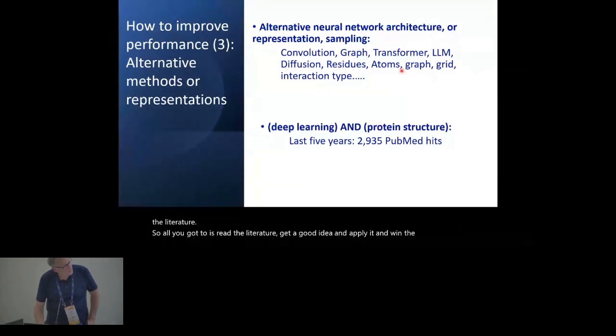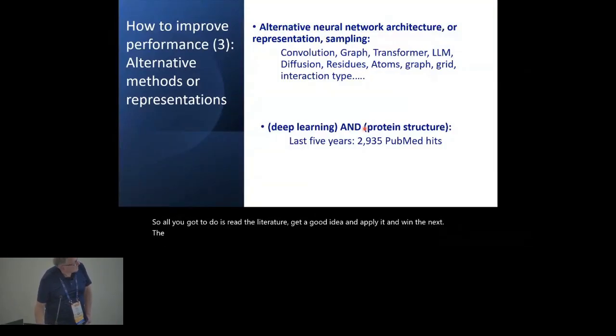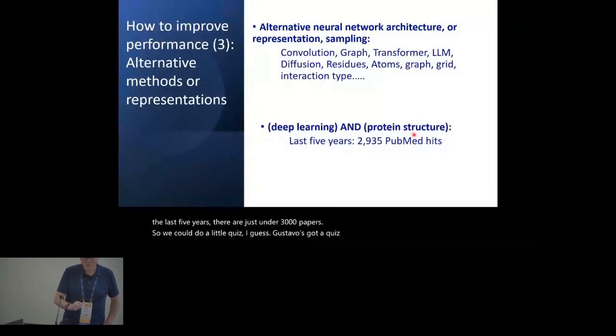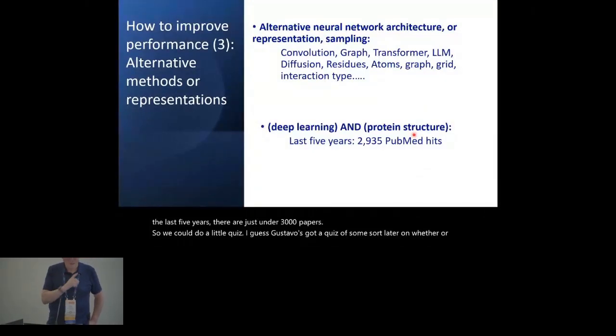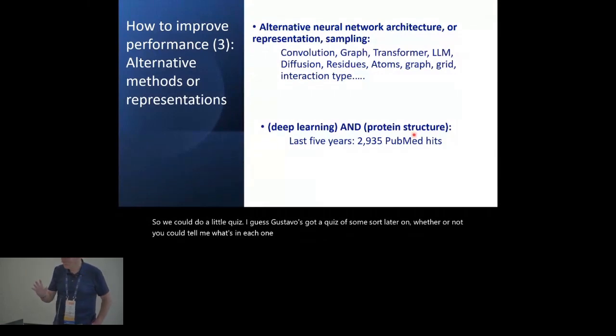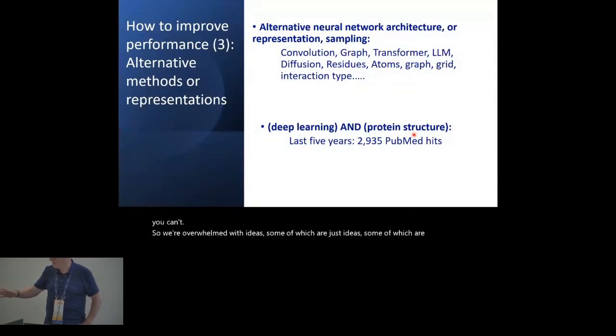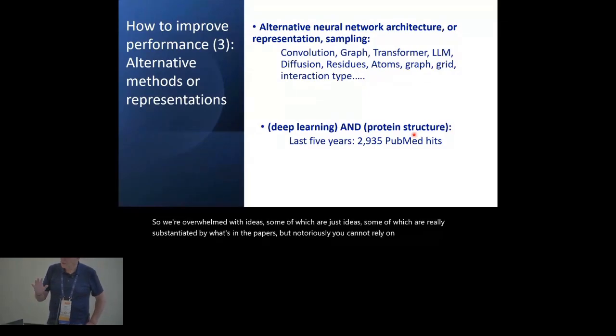the next CASP. The problem is that if you go to the literature for deep learning of just proteins now, in the last 5 years, there are just under 3,000 papers. So we could do a little quiz. I guess Gustavo's got a quiz of some sort later on as to whether or not you could tell me what's in each one of these papers, even if you're a specialist. And of course you can't. So we're overwhelmed with ideas, some of which are just ideas, some of which are really substantiated by what's in the papers. But notoriously, you cannot rely on the peer review of these papers to tell you what to believe. You need a different way of doing critical assessment.